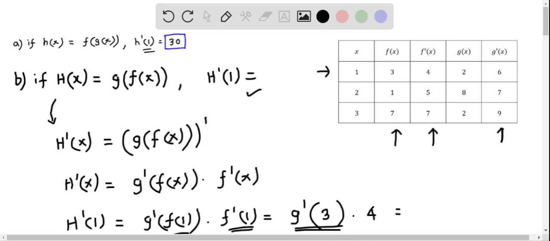We now look into the last column g prime of x, x equal to 3. So look into the third row. This is 9. So this becomes 9 times 4 equals 36. Therefore the value of h prime of 1 equals 36.